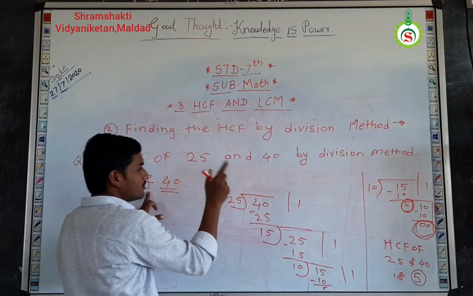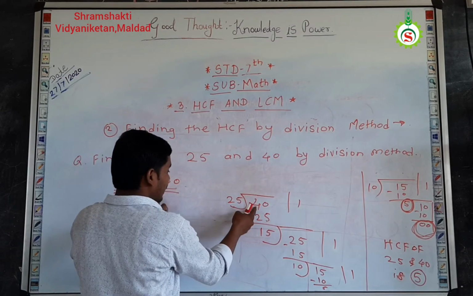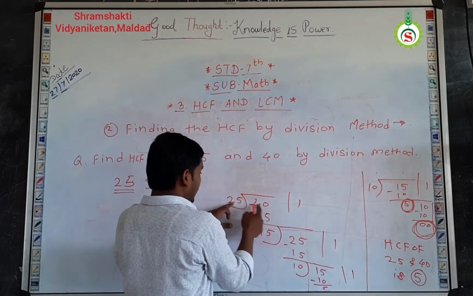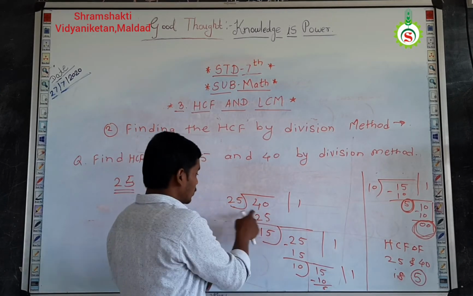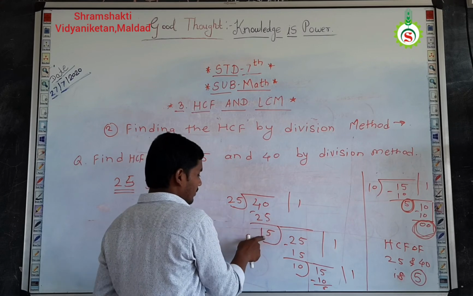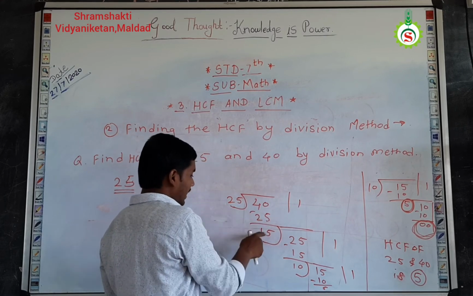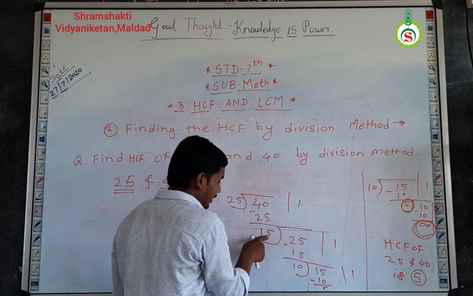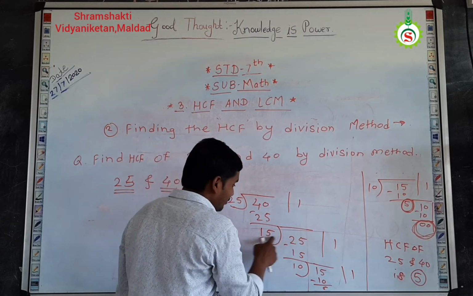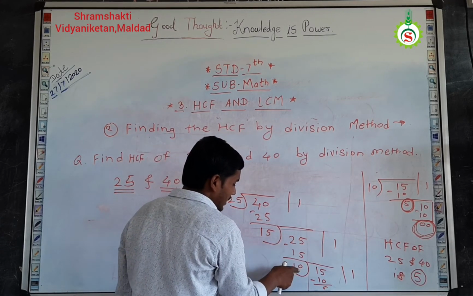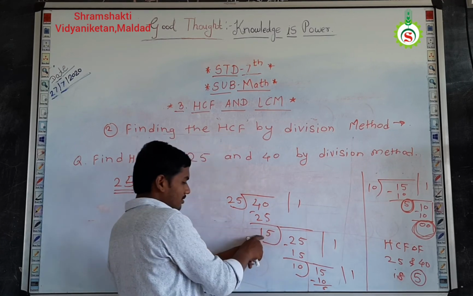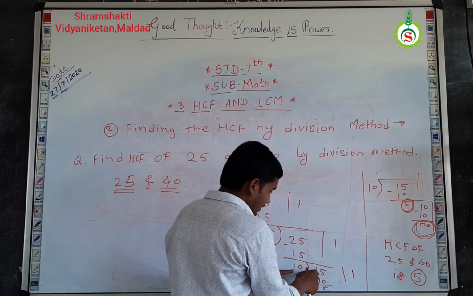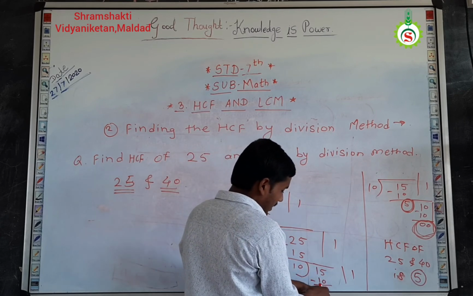I have taken simple division. So larger number is dividend and smaller number is divisor. So I have taken out first division. So 25 ones are 25, remainder is 15. So again I have taken out division. So that divisor is divided by remainder. Now again 15 ones are 15. So remainder is 10. Again I have taken out the division of that divisor and the remainder. So 10 ones are 10, remainder is 5.